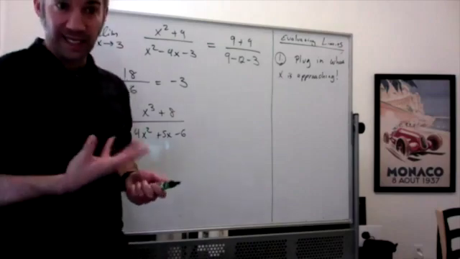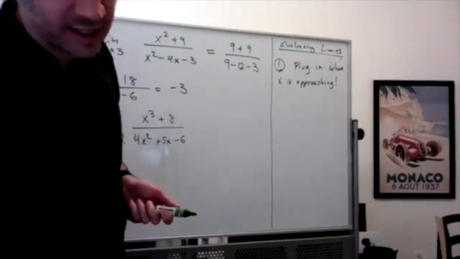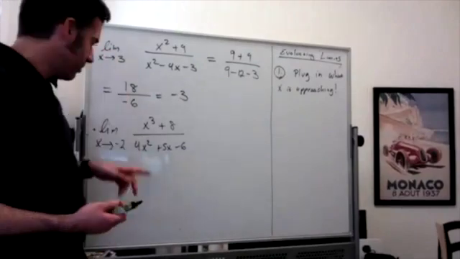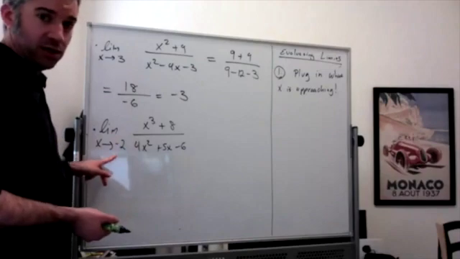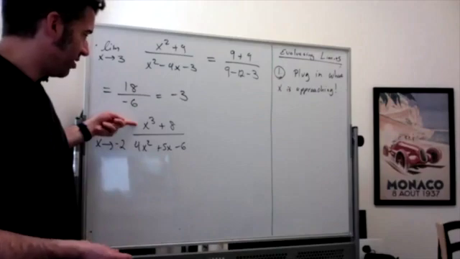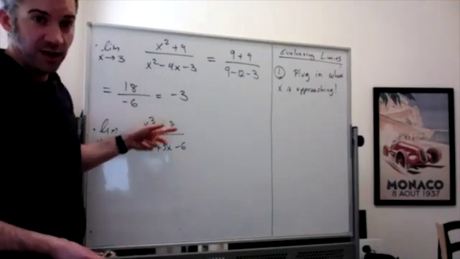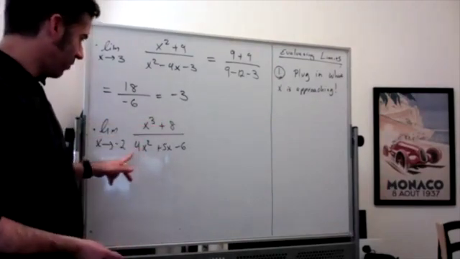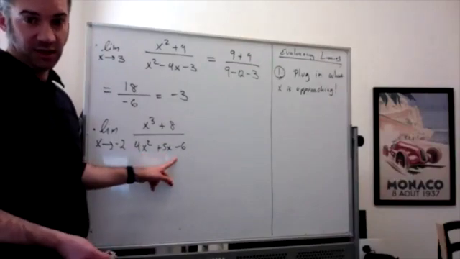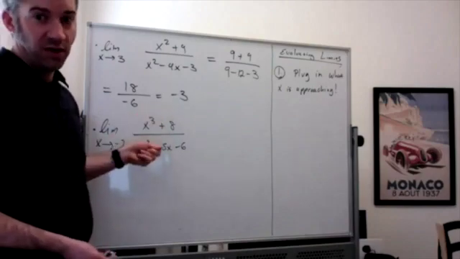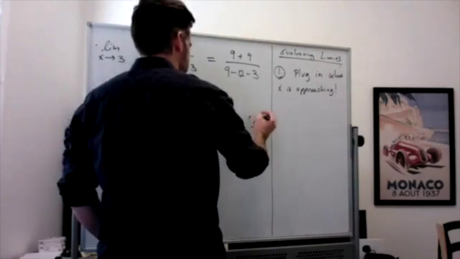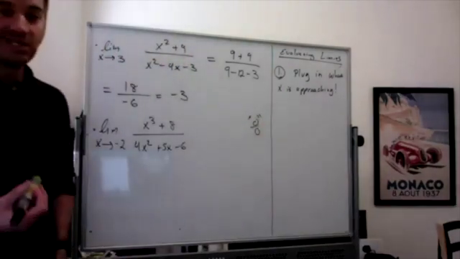Sometimes I forget my own lesson, but we should always at least mentally check what happens if you plug in what x is approaching, because maybe I'm going to miss that. So if I plug in -2 here, -2 cubed is -8, -8 plus 8 is 0. If I plug in -2 here, I get 4 times 4, which is 16, minus 10 minus 6, which is 0. So here I do get a 0 over 0, which means it's undefined. So it's good to at least check, oh yeah, that's a 0 over 0 type. So it means we need to do something else.